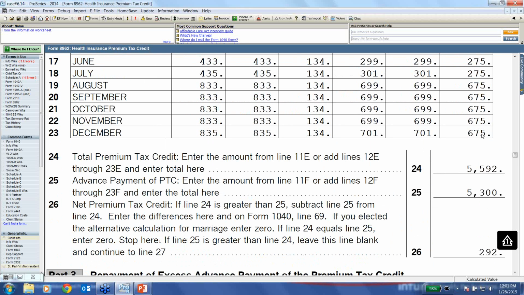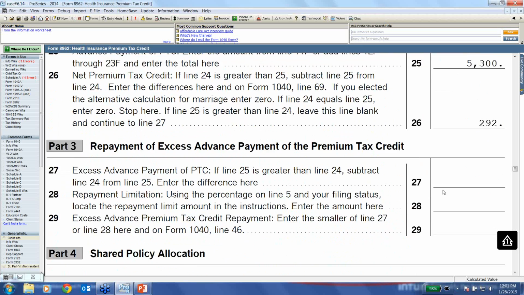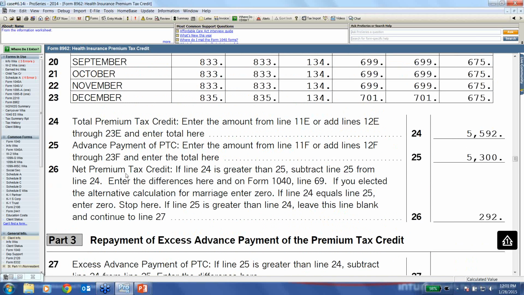The grand totals, premium tax credit from column E, $5,592. Advance payments of the premium tax credit, $5,300. Subtract that out, and we have $292. And that's going to be our net premium tax credit. Go over to the 1040.